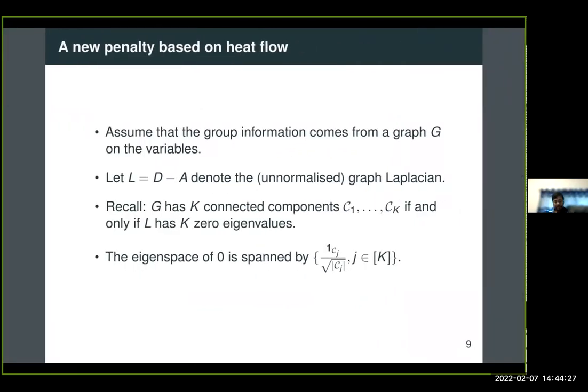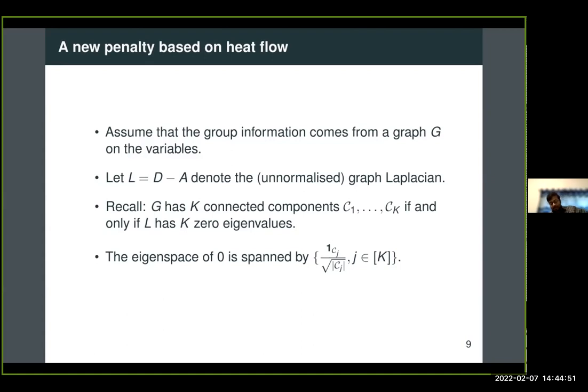All right. So we'll assume that the group information comes from a graph on the variables. So remember, you have p variables. So there is a graph on these p variables, which gives you the group information in terms of highly connected subgraphs.